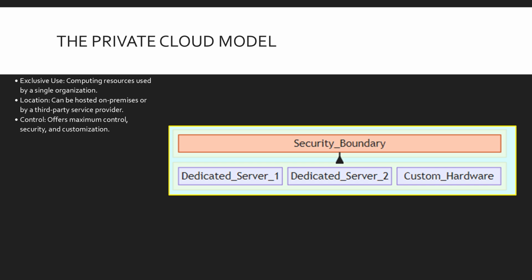Here, we visualize the private cloud definition. The top block represents a strict security boundary or firewall. Everything contained within the inside block, dedicated servers, and custom hardware is isolated from the outside world. This demonstrates the single-tenant exclusivity, where resources are locked behind a perimeter, accessible only to the specific organization.